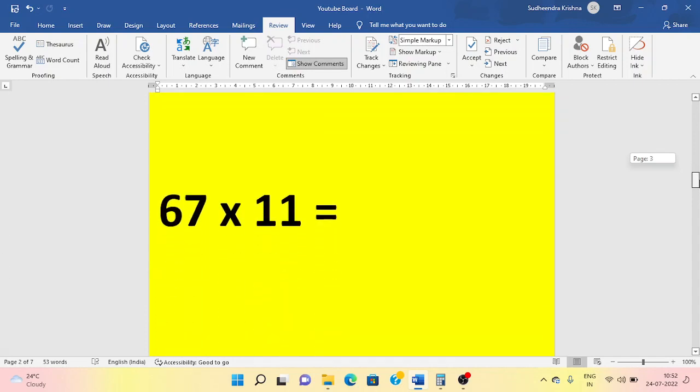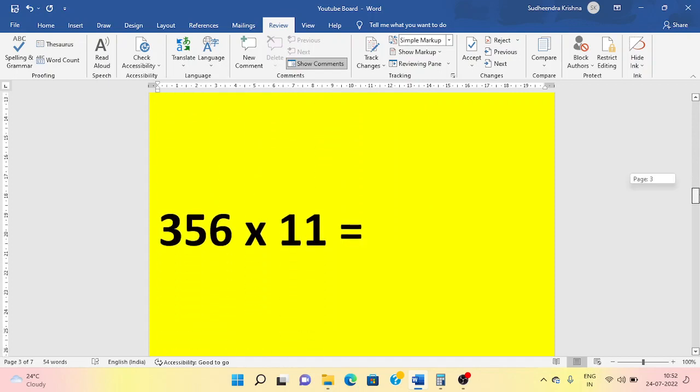Now let us take another 2-digit number, 67 into 11. So put 67 as it is to get the answer. Now you have the left portion and the right portion of the answer. Now to get the middle portion, you add the digits 6 and 7. 6 plus 7 is equal to 13. But 13 is a 2-digit number. You cannot take a 2-digit number. So out of 13, I will take 3 and I will carry over 1 to the left number. So on the left side of 3, I already have 6. So 6 plus carry over 1 will give you 7. So this is the required answer. So 67 into 11 is equal to 737.